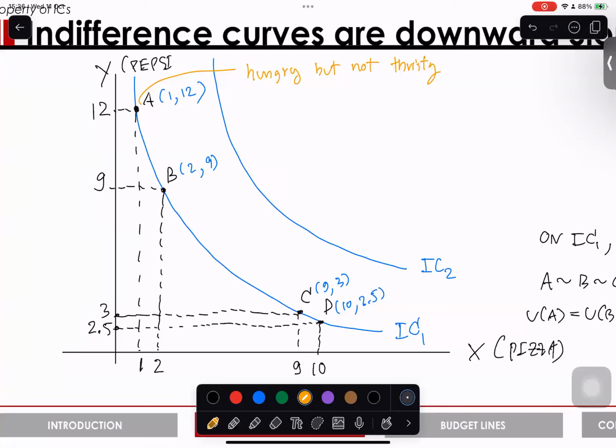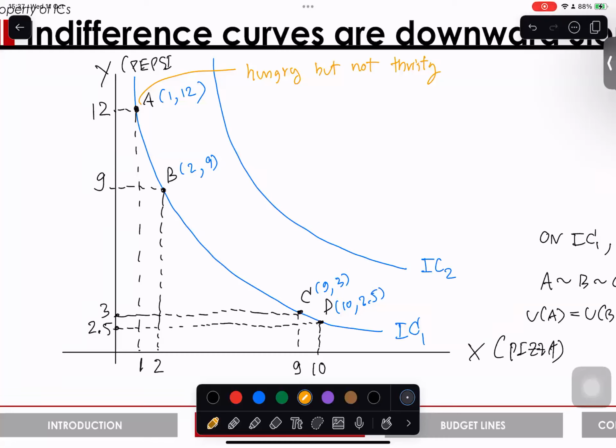Look at his endowment. Yeah, endowment. He has more of good Y, but less of good X. Okay, now this guy wants to trade between X and Y.